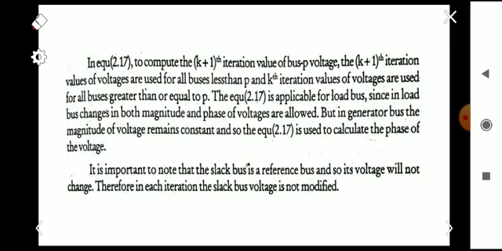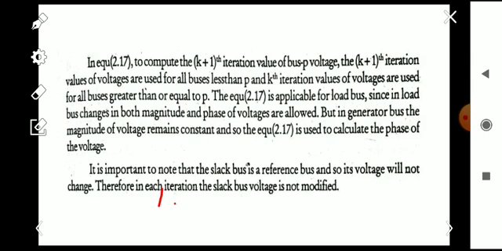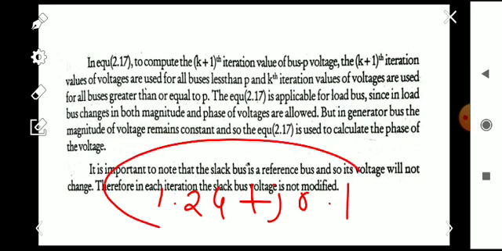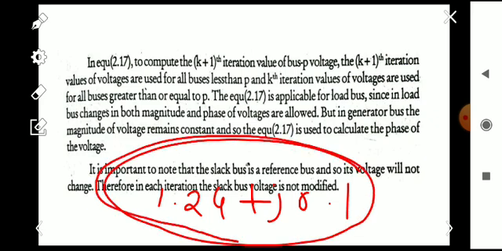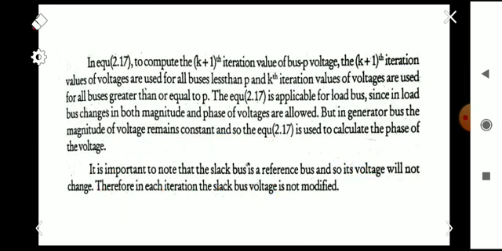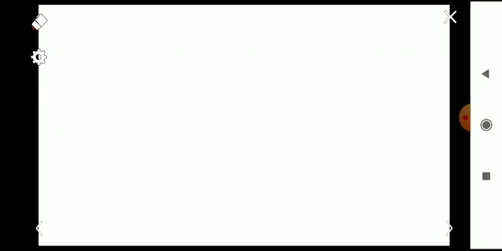One important thing is that we are taking the slack bus as a reference bus, and so its voltage will not change. Therefore in each iteration the slack bus voltage is not modified. Normally the slack bus voltage is given initially, for example 1.24 plus j 0.1, so we have to take these values. We will not change the slack bus voltage at any iteration; it will stay constant. You have to keep that in mind.